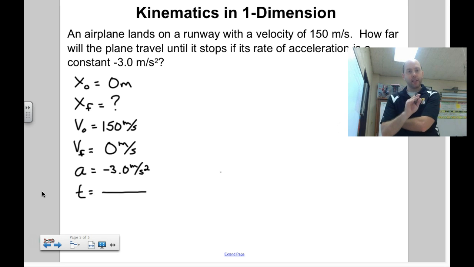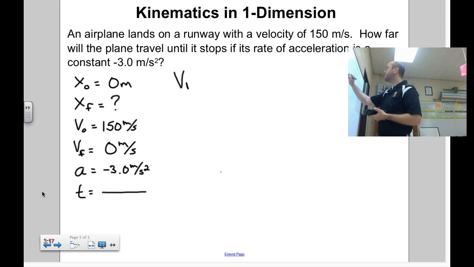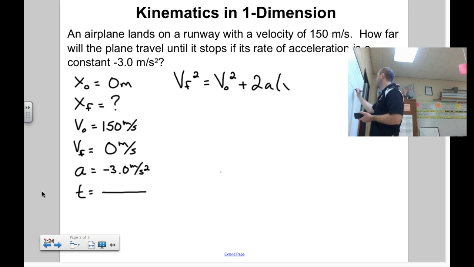So now what I do is I say, what equation has these variables but does not have time? What equation has all the variables I need but no time whatsoever? Well, there's only one equation like that. vf squared equals v naught squared plus 2a times xf minus x naught. Final minus initial.